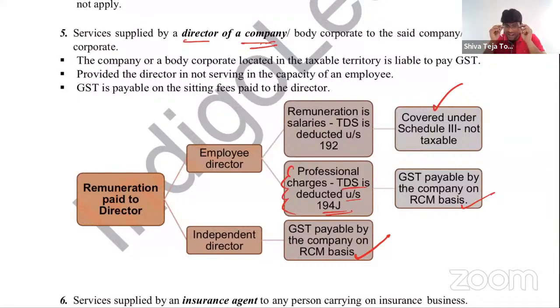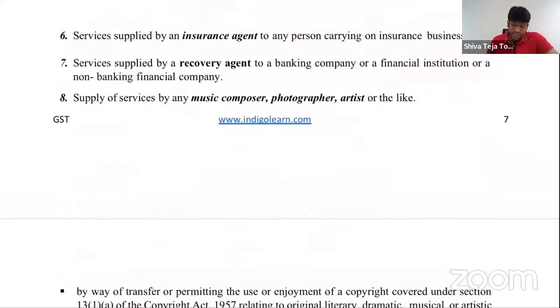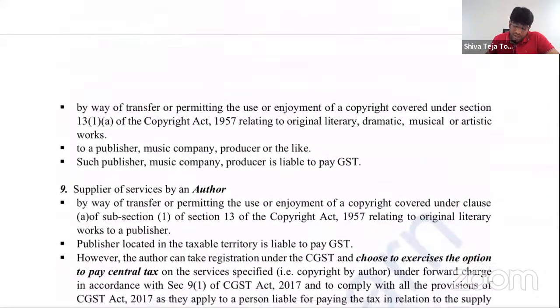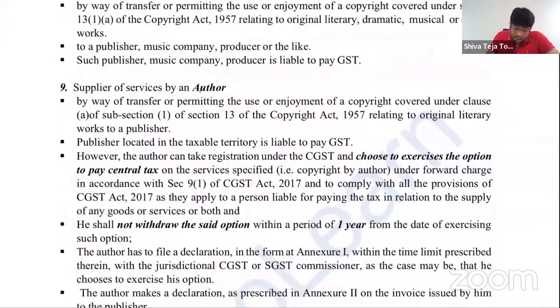If they are doing TDS under section 192, then RCM will not apply, and moreover, tax also will not come. But if they are doing TDS under 194J under the professionals category, then definitely RCM will come into picture. Clear, everybody? Good enough. Next, insurance agent, recovery agent, music composer, photographer, then author to publisher. This is also covered under RCM, but they have got an option to pay under a forward charge also. But they cannot withdraw for a period of 1 year.